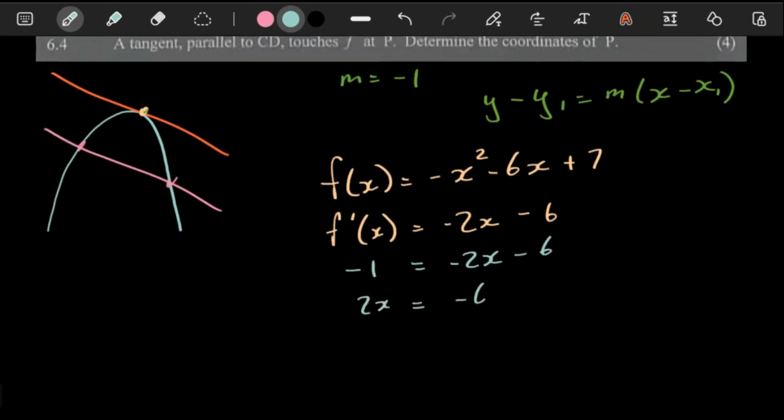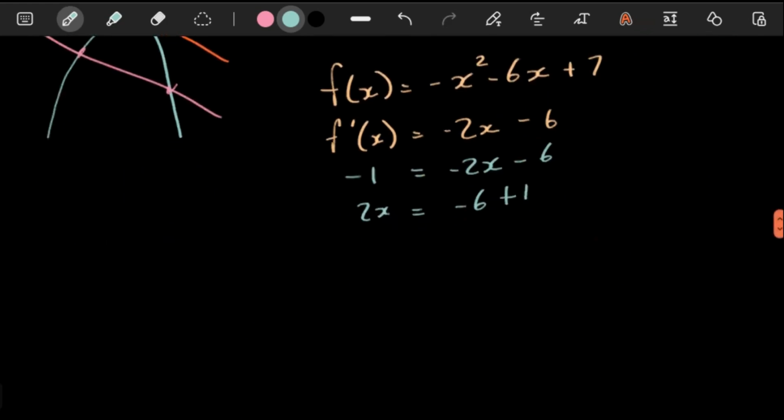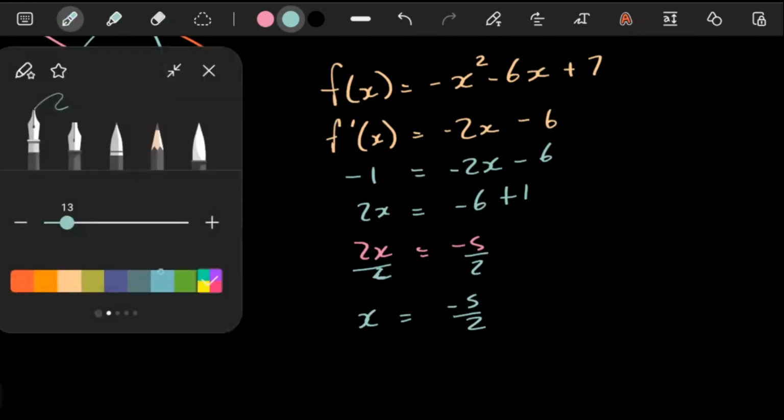This can go over to the other side. This is giving us -5/2. But don't skip steps unless it's very necessary. So anyways, here you're going to divide by 2 on both sides. And then we have x is equal to -5/2. That's the way. I like it.